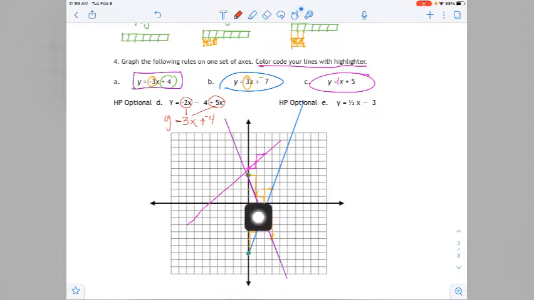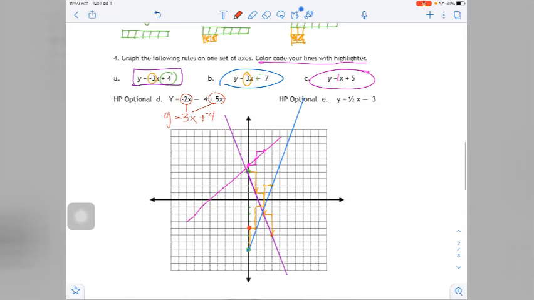So I go down 1, 2, 3, 4. My y-intercept is going to be right there. And then I know I'm going up 3 every time, so I'm going to go up 3 and over 1, up 3 and over 1, up 3 and over 1, and I can draw my line. I can go back 1 and down 3 if I want to. But this line should be parallel with B, and that is one thing that we didn't talk about.